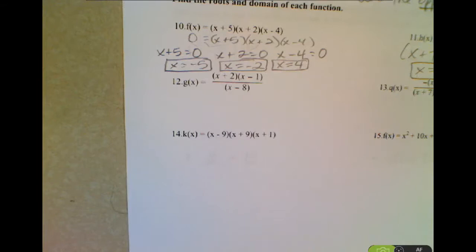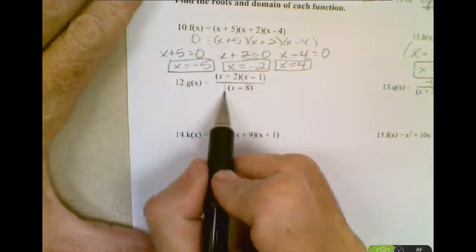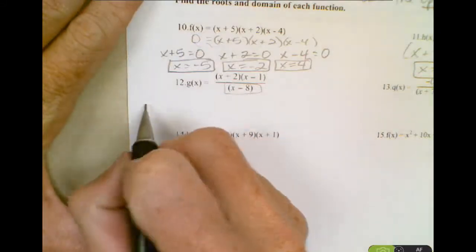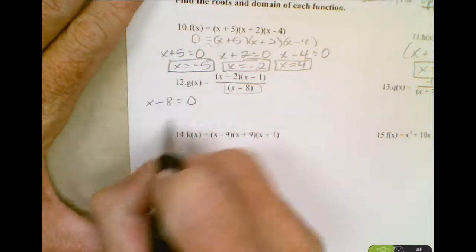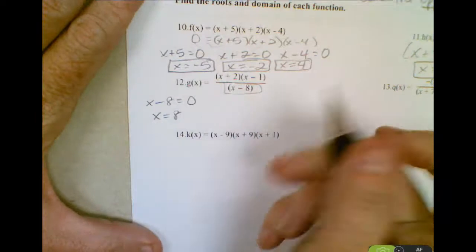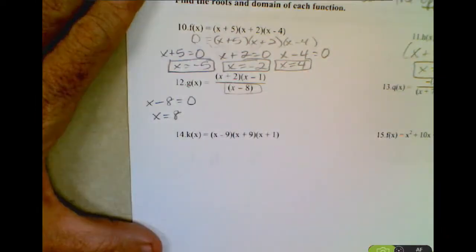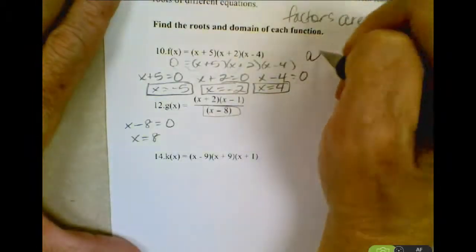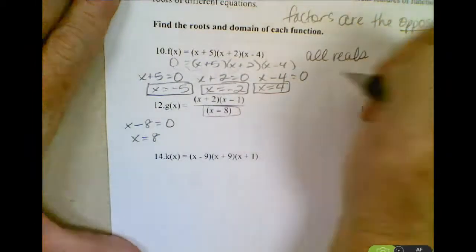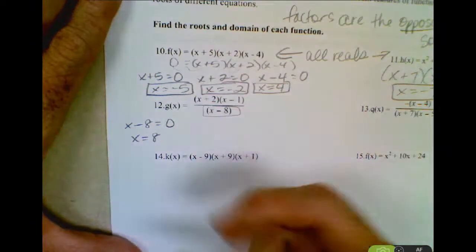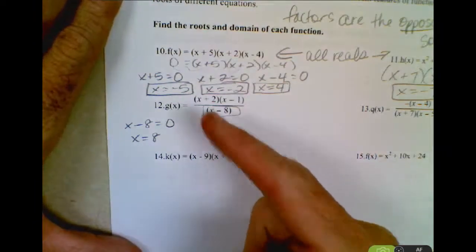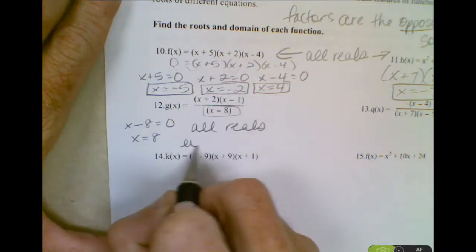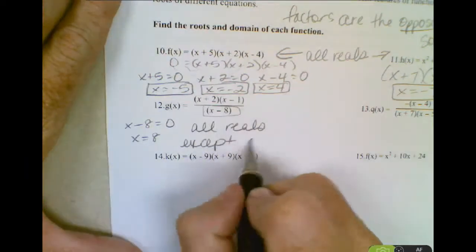Okay. So number 12 proposes an interesting situation. I want you to think about what number would make that denominator equal 0, because we know that at 0 that function is undefined. So if you set that denominator equal to 0, whenever x equals 8, that function is going to be undefined. So the domain for 10 and 11 were both all reals. Any number we put in there will work for both of those functions. But for number 12, 8 will not work because that will give us an undefined function. So it's all reals except x equals 8.